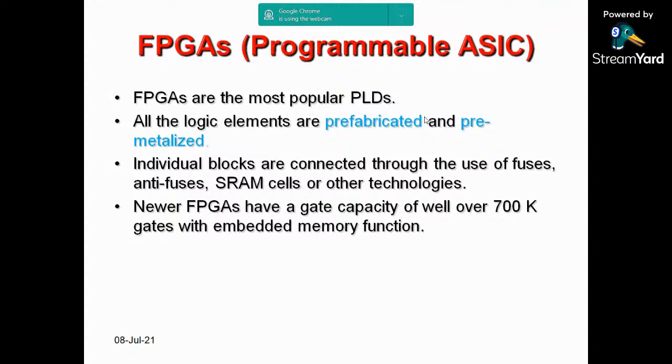For example, if you want the cell to act as an AND gate, you can program it. If you want the cell to act as an OR gate, you can program it. In the same way, you can write Verilog, VHDL code or whatever programming language, and dump the design straight into that particular FPGA, and you can start using it.